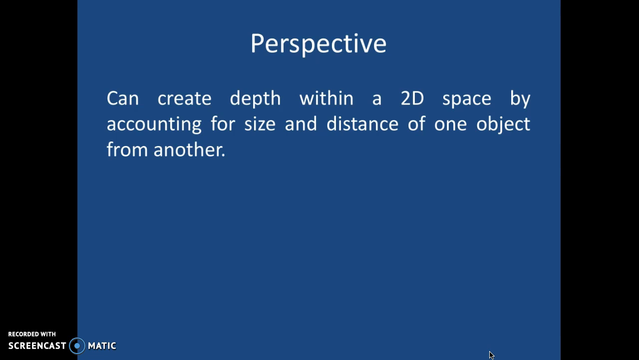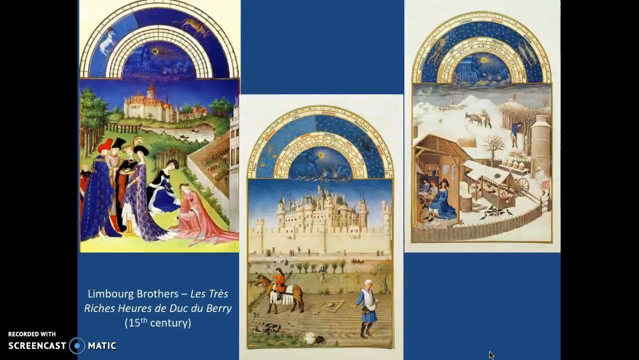Perspective refers to the creation of depth within a two-dimensional space by accounting for size and the distance of one object from another. There are several different types of perspective we're going to talk about. The oldest and simplest to draw of these is isometric perspective. In isometric perspective, images have no fixed viewpoint, meaning there is no one particular spot that you are supposed to look at the image or from which you are supposed to see the image.